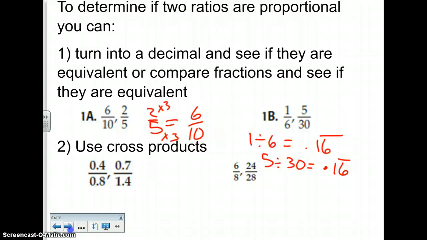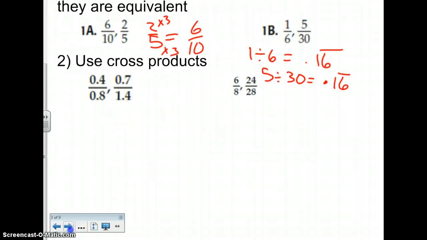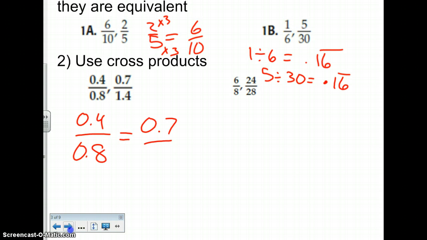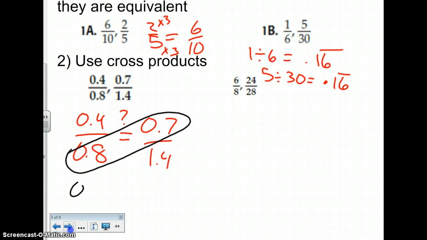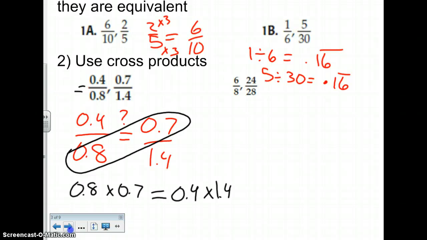Looking at number 2 here, if we use cross products, is 0.4 over 0.8 equal to 0.7 over 1.4? We can go ahead and multiply across and go 0.8 times 0.7 and find out, is that equal to 0.4 times 1.4? And again, some of us might see right away that 0.4 over 0.8 is equal to 1/2 or 0.5, as is the other side. So some of us have already seen these are equal.